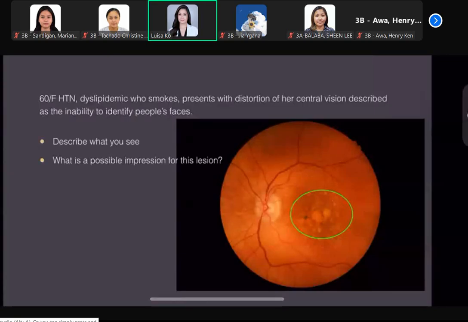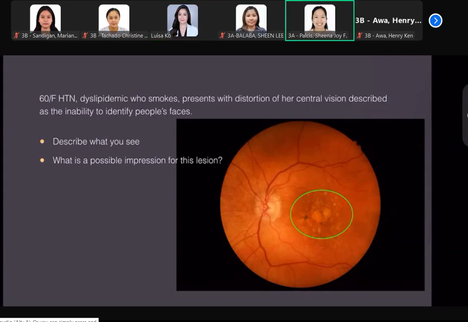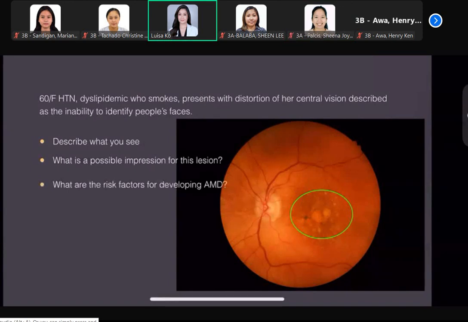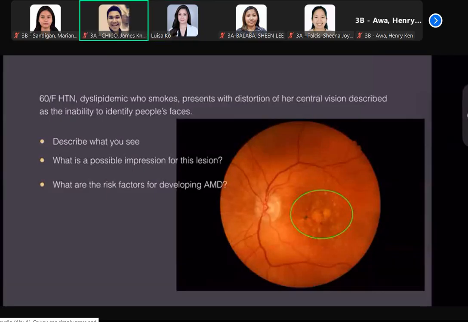What's the possible impression for this lesion? Since it's in the macula, we're thinking about maculopathies. One of the most common maculopathies in a 60-year-old is still age-related macular degeneration, Doc. Very good. So what are the risk factors for developing AMD? Age. Good. Advancing age. What else? Family history. Smoking, Doc. Good.